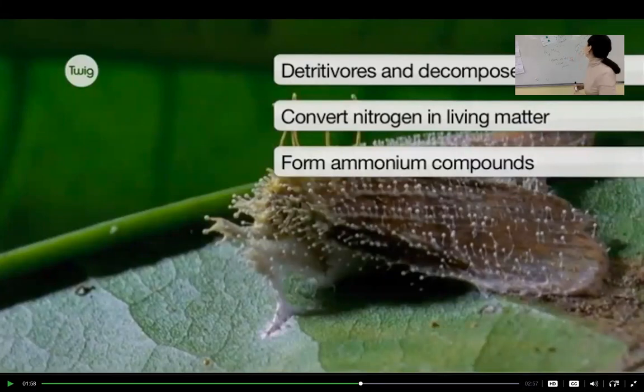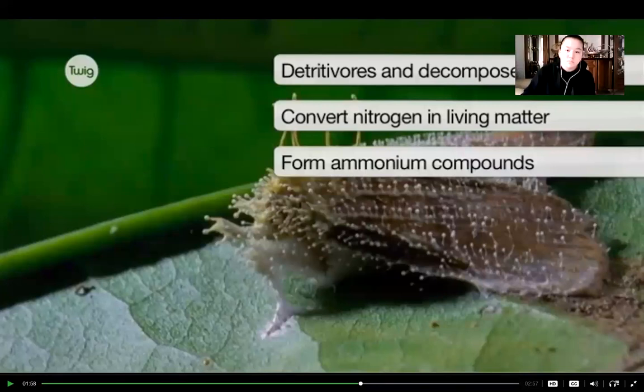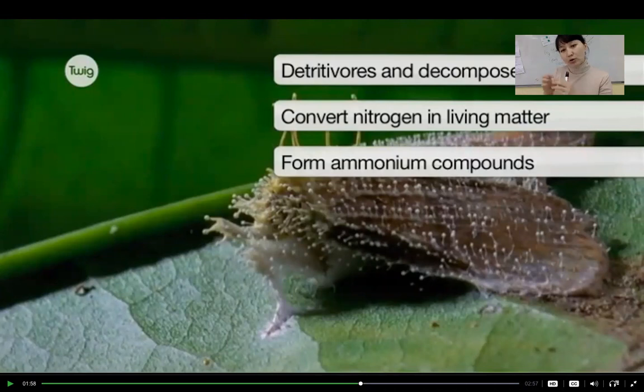Second, when animals die, they give ammonium wastes, nitrogen residues. With the help of decomposers in the soil, nitrogen is converted to ammonium compounds.